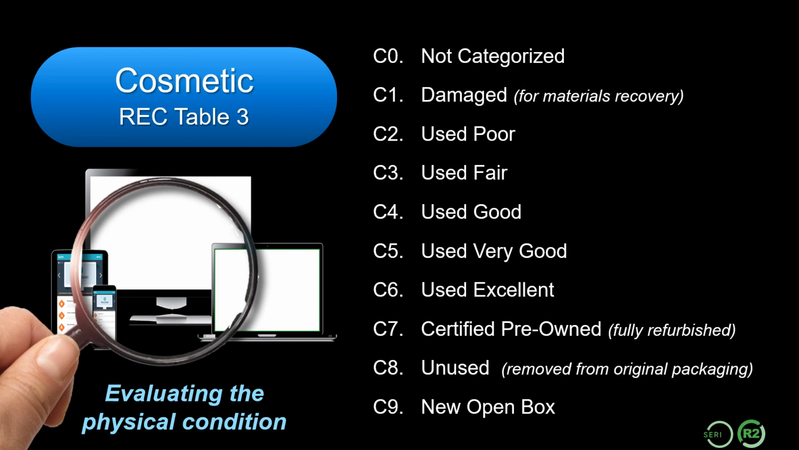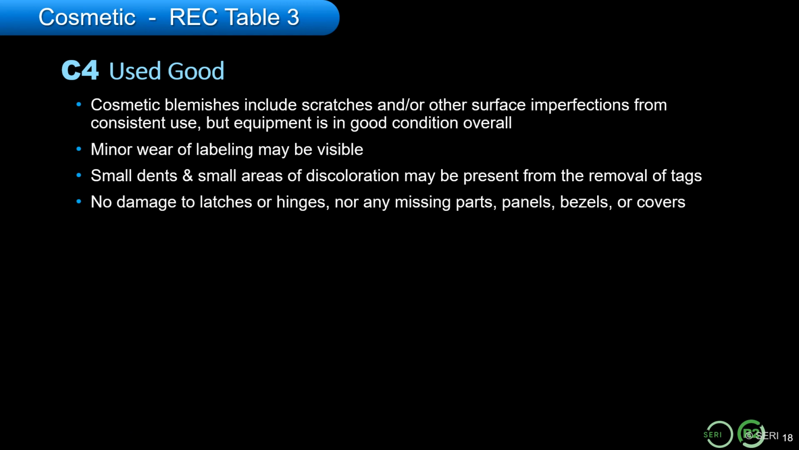To get a better idea of the level of detail included in the items on the list, here are a few other cosmetic descriptions. The C4, used good category, identifies 4 different things a facility must evaluate to determine if equipment or components fit this description: surface scratches and imperfections, signs of wear and labeling, small dents or discolorations where tags or labels had been, and any damage to latches or hinges or missing parts, panels, bezels, or covers.